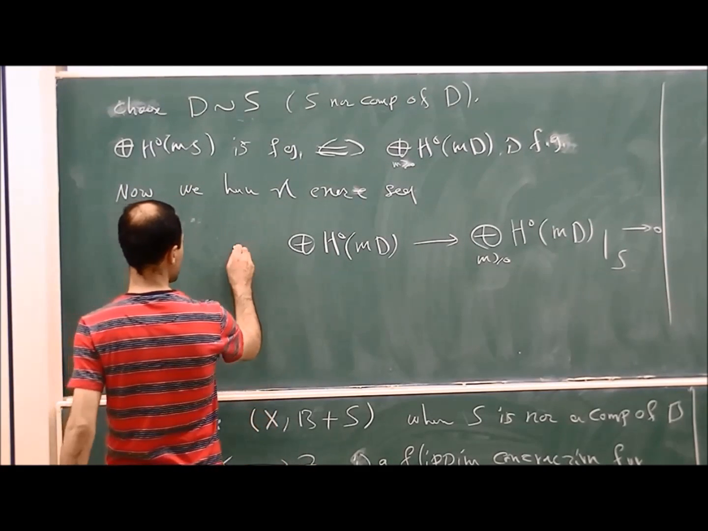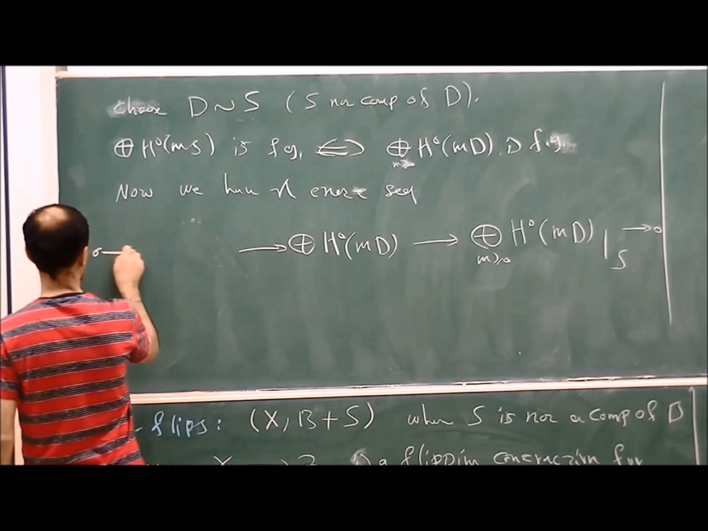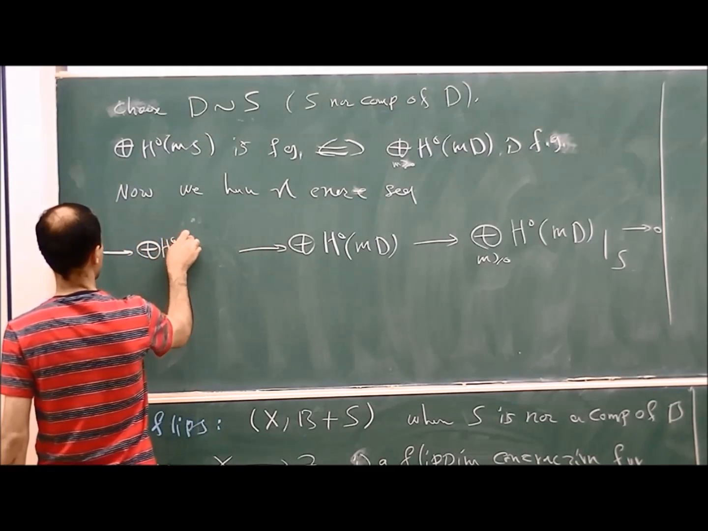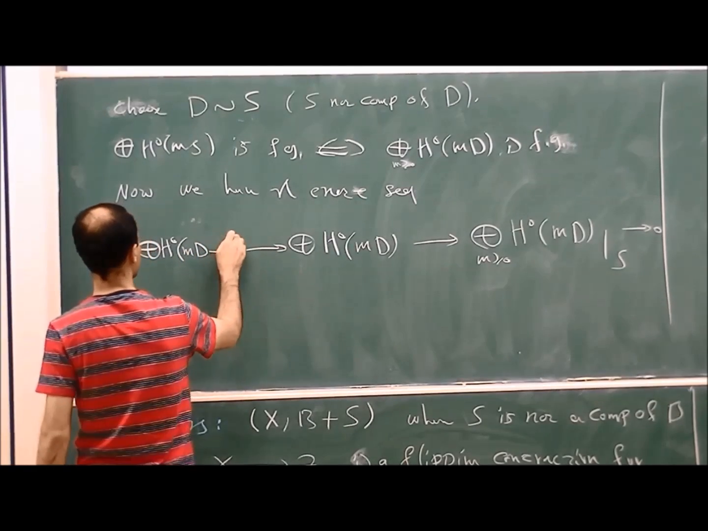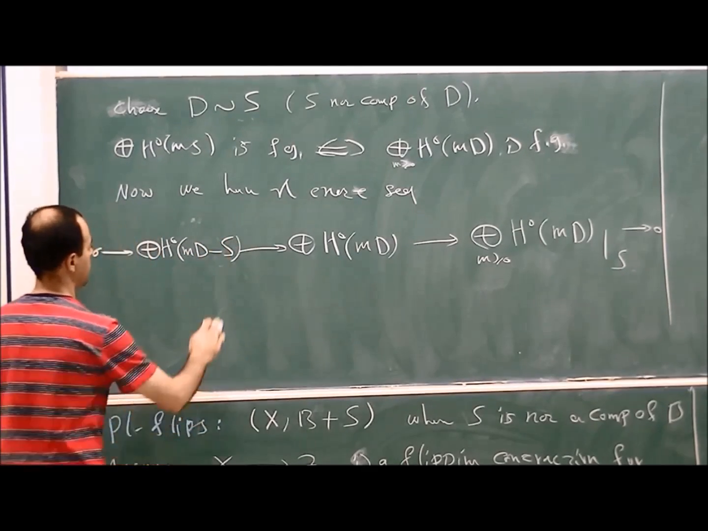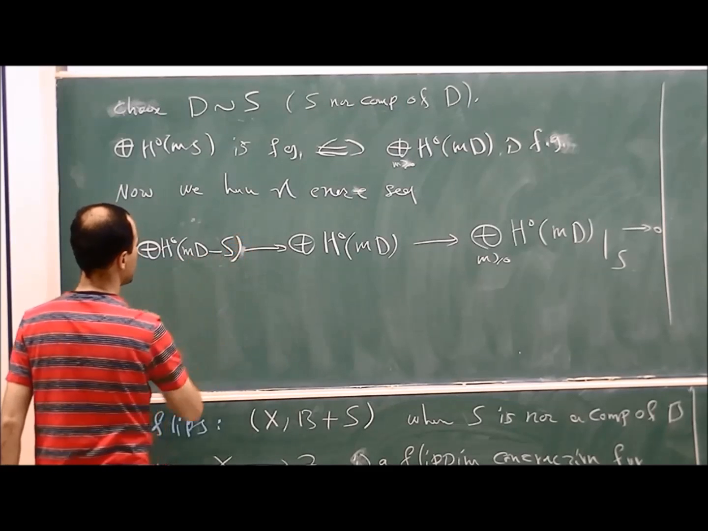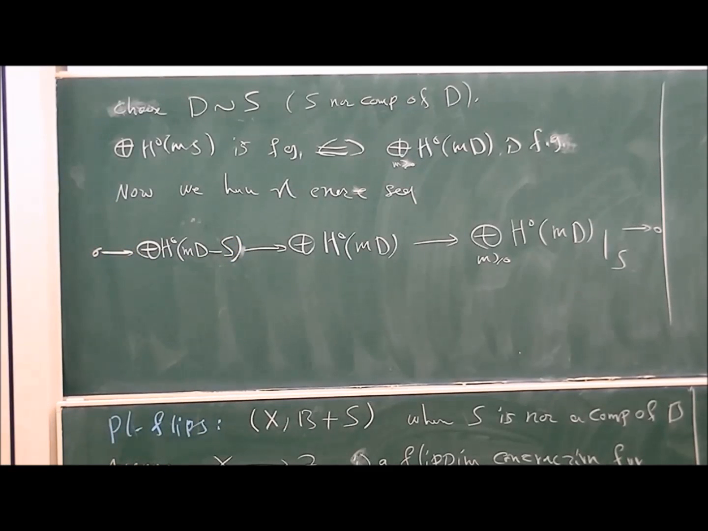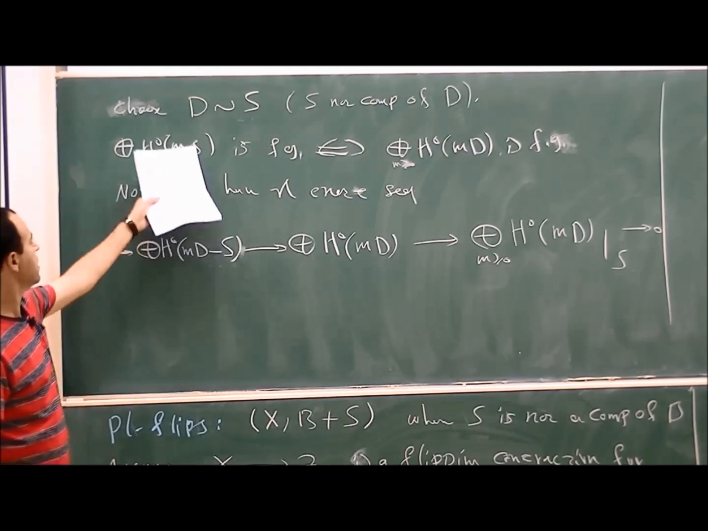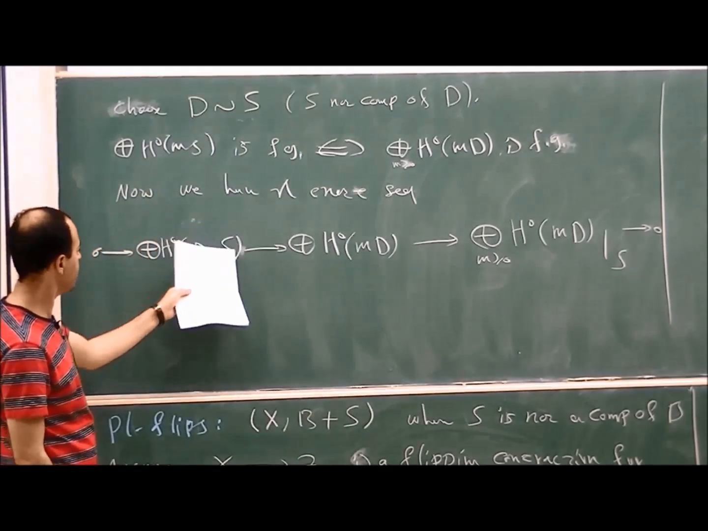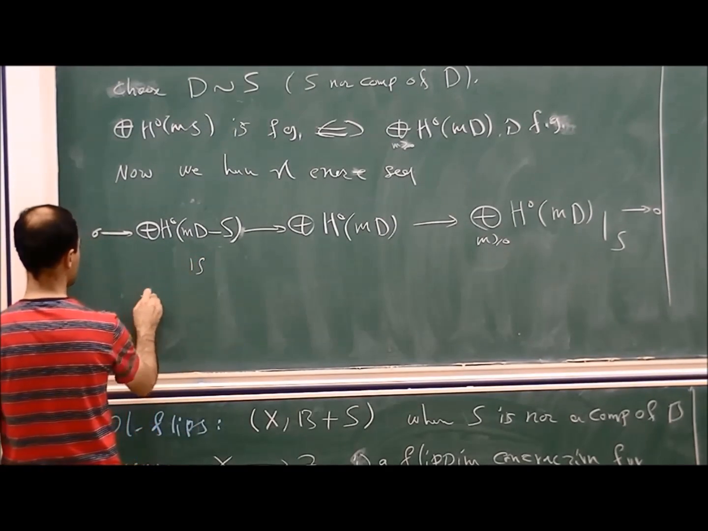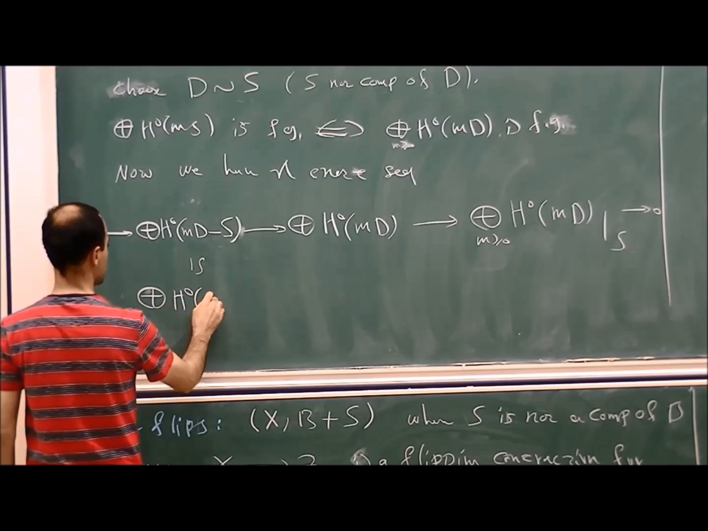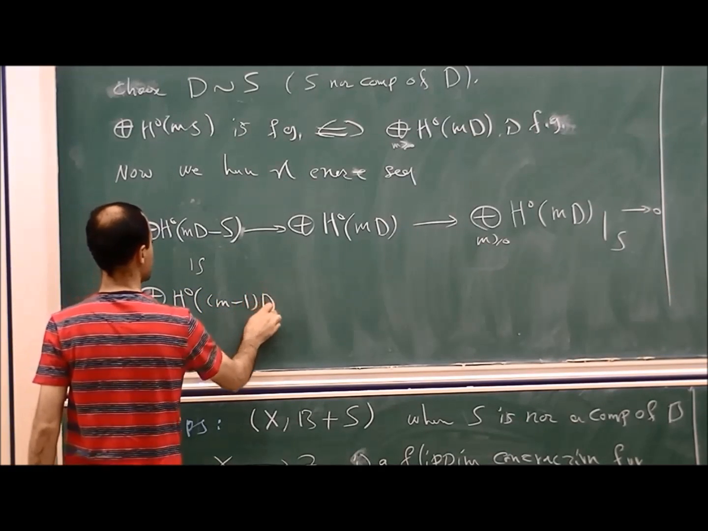Okay, then the kernel of this is this object, just the direct sum of M times D. And then because we are restricted to S, you need to put minus S. But on the other hand, S and D are linear, so we could also replace this by D. This is isomorphic to the sum over M minus 1 times D.